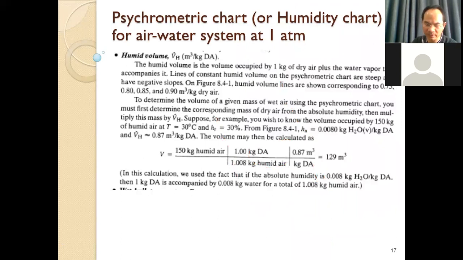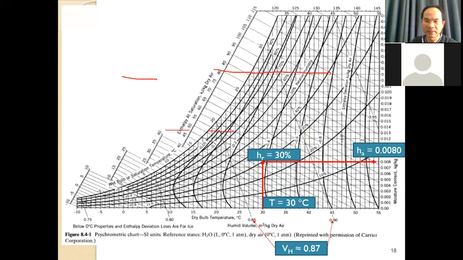The humid volume is the volume occupied by 1 kilogram of dry air plus the water vapor that accompanies it. For example, if you know the dry bulb is 30 Celsius and the relative humidity is 30%, you find the point from these lines.